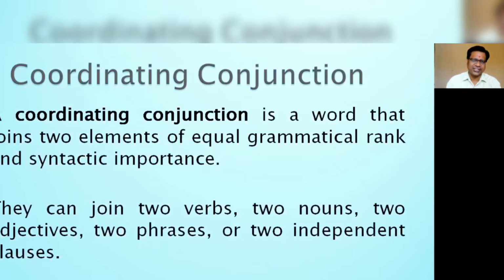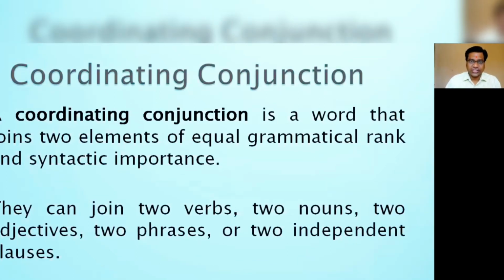Let us try to understand this definition. What do you mean by a coordinating conjunction? It is a word, already I gave you the examples also. So it is a word that joins two elements. But what kind of two elements? The two elements have equal grammatical rank and the two elements have equal syntactic importance. So when these two are brought together with a conjunction, especially a coordinating conjunction, then only you can form a compound sentence. So these coordinating conjunctions join two verbs.